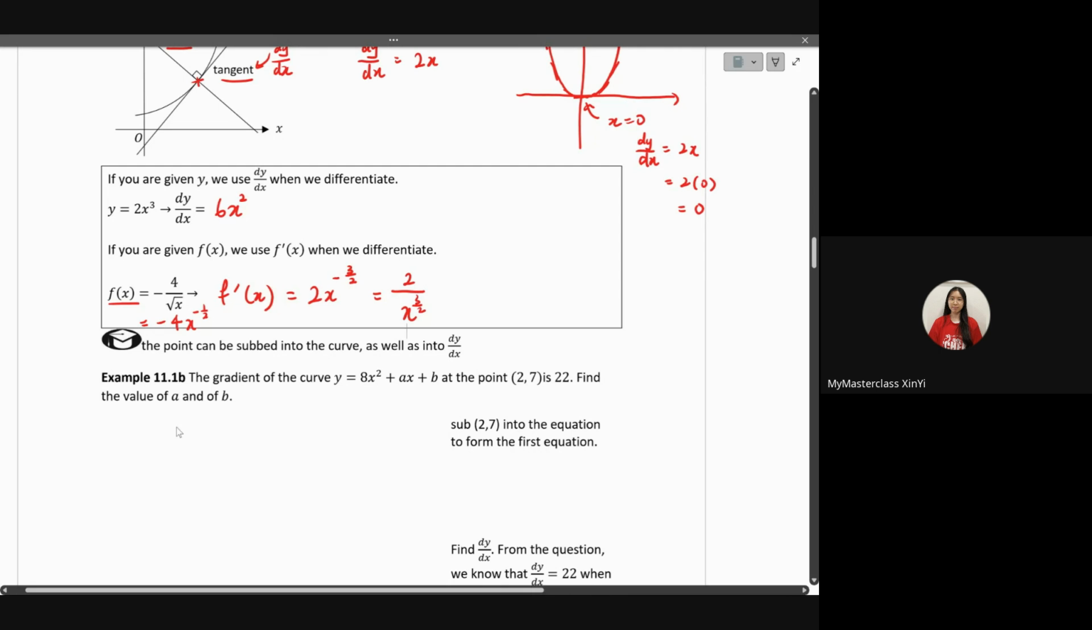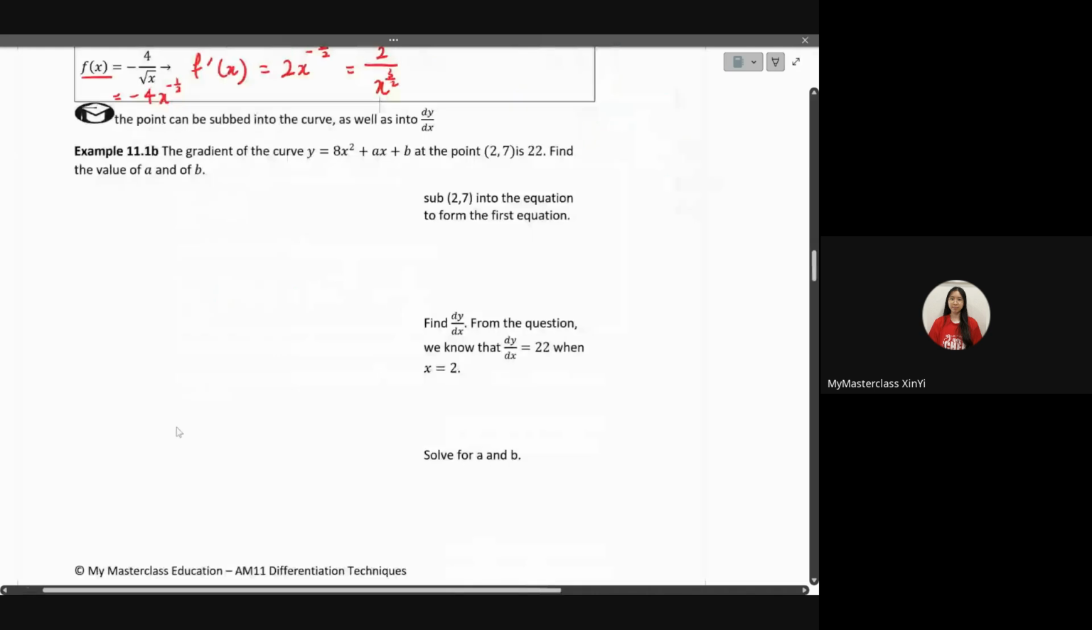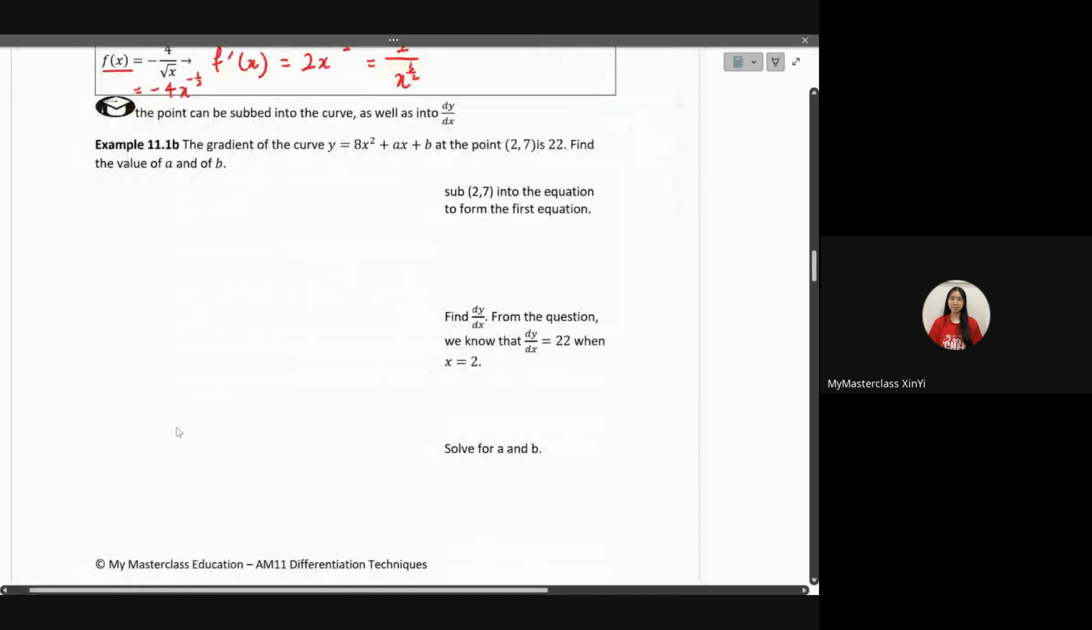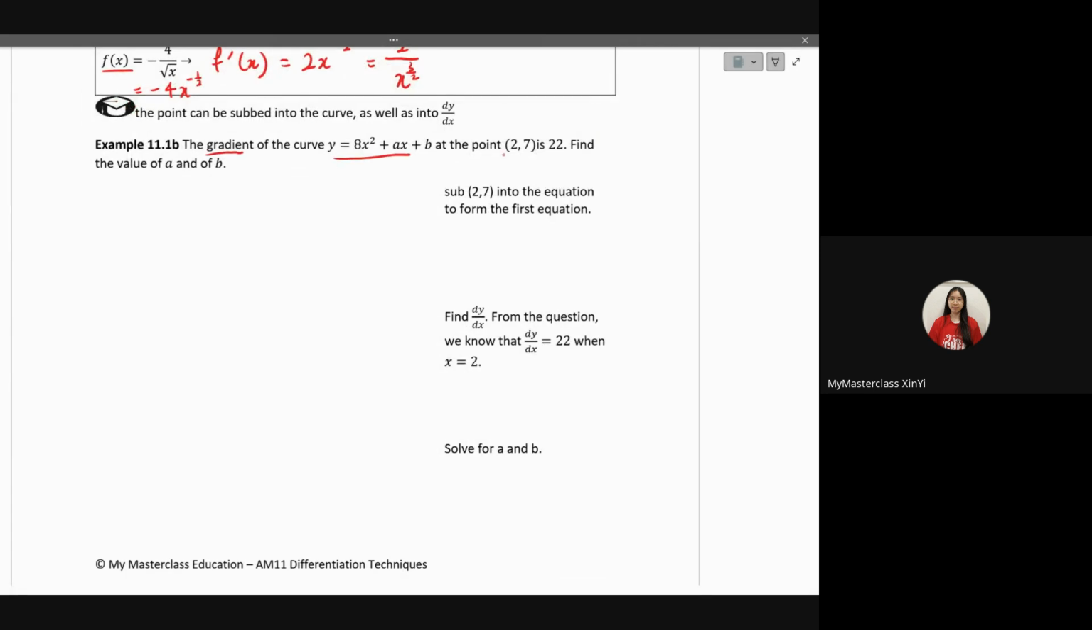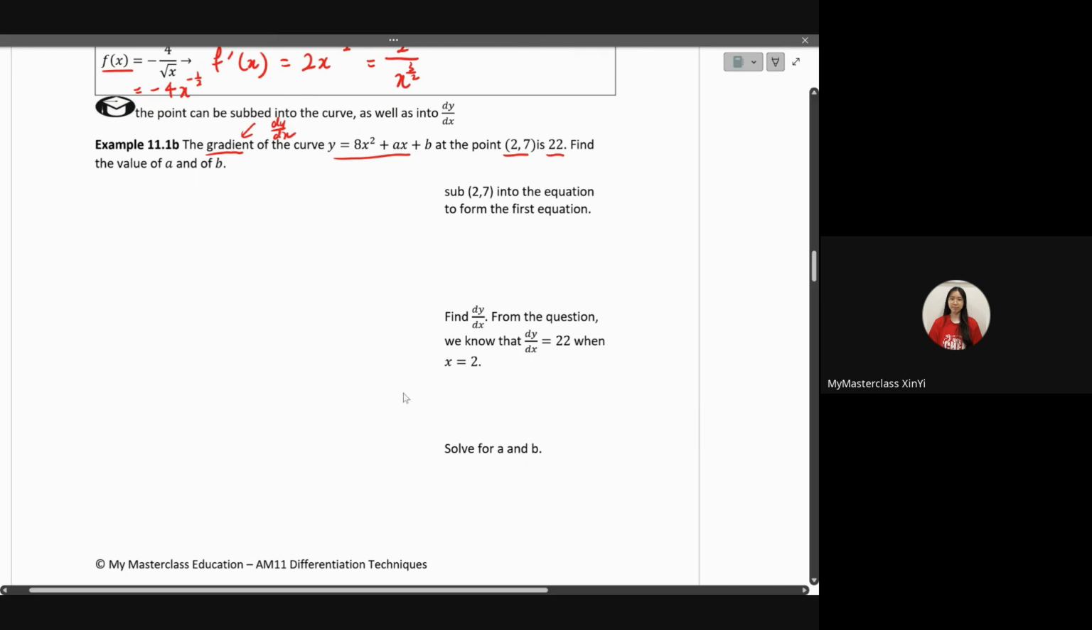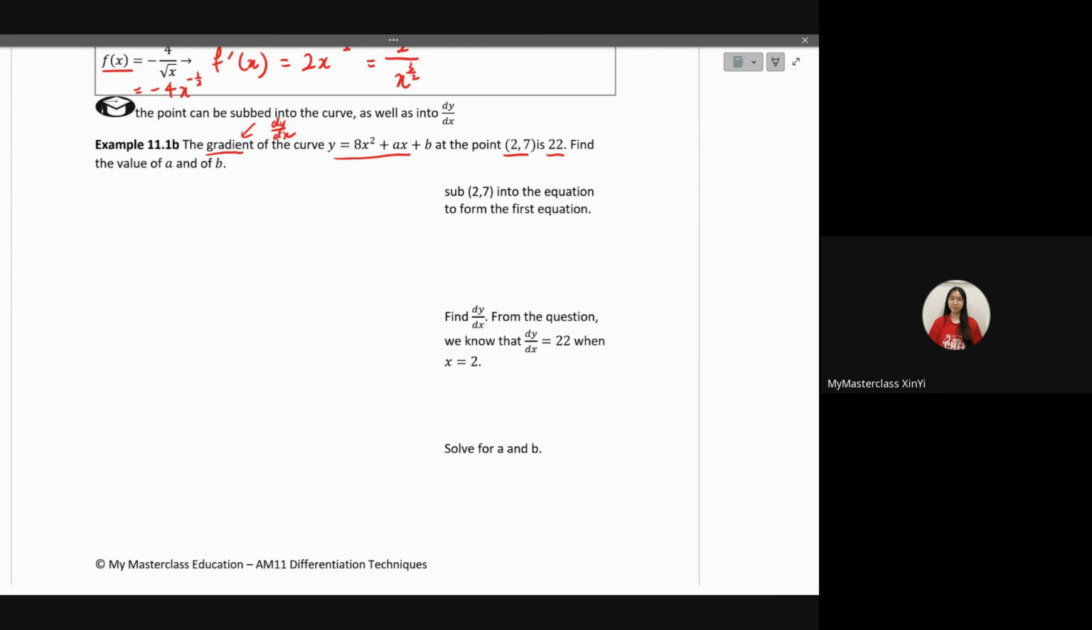Now let's take a look at some sort of application question first. The gradient of the curve at this point is 22. Again, remember whenever they talk about gradient of a certain curve, I use dy/dx really. But dy/dx will only give you the gradient function at a certain point. What is important is the x basically, because when you do dy/dx, the function will be in terms of x. So the y here is not important. So notice the gradient of the curve. First thing you should do is dy/dx first.